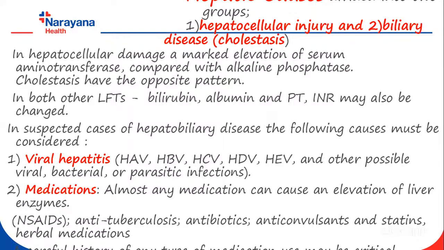In suspected cases of hepatocellular and biliary disease, the following causes must be considered: viral hepatitis, medication. Almost any medication can cause an elevation of liver enzymes, and this is especially important in our setup where we have a robust bone marrow transplant program where a lot of medications are used and which can alter the liver function parameters. So a history of medication is very useful.